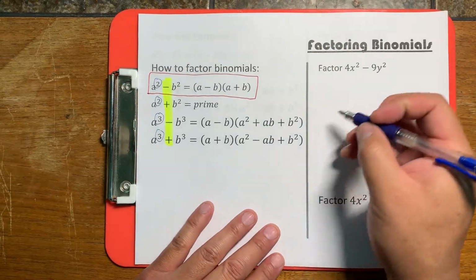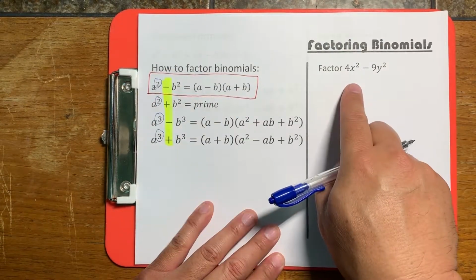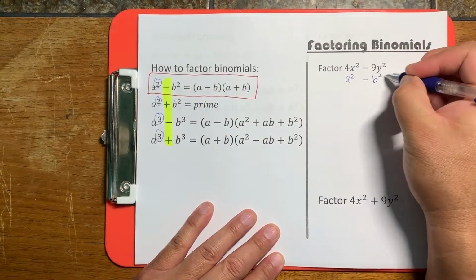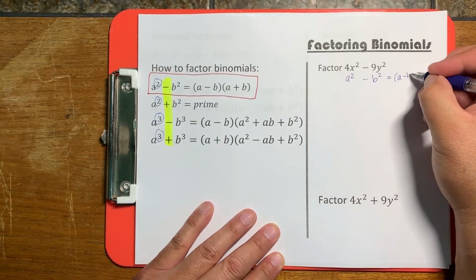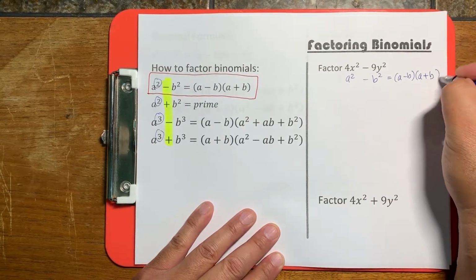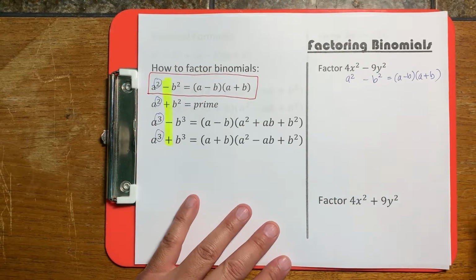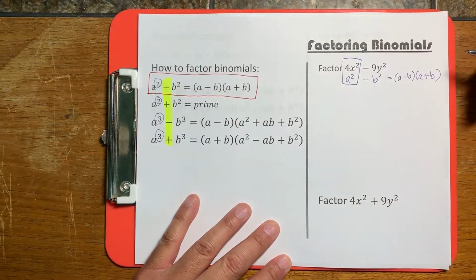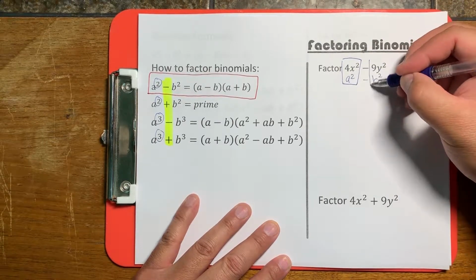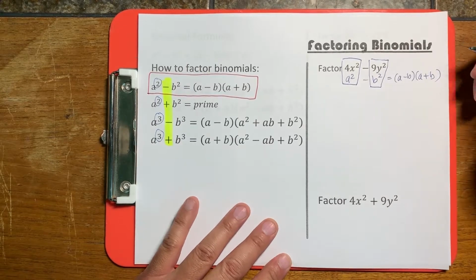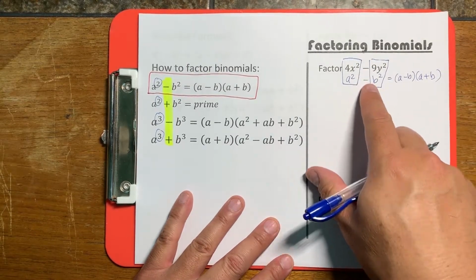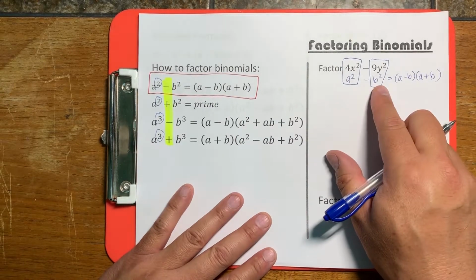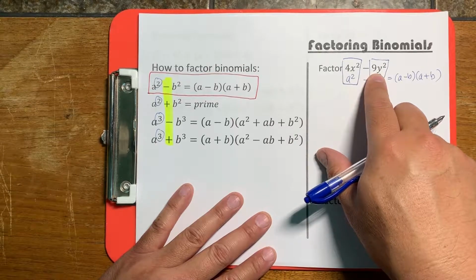Now, let's put this over here and see if we can do pattern matching. So we have a squared minus b squared is equal to a minus b, a plus b. Now we can see that a squared is equal to 4x squared, and we can see that b squared is equal to 9y squared, and we can also see that this subtraction is just ignored. It's basically eaten up by the formula. So the b will always be the positive second term.